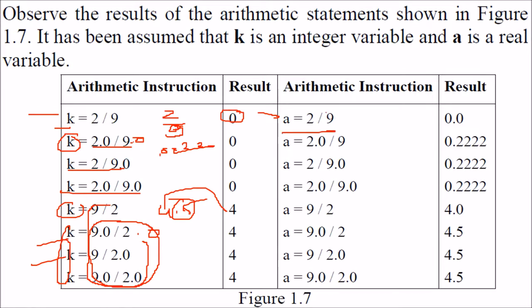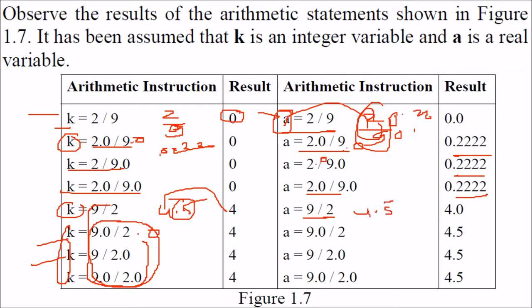Similar is the case with this 2 by 9, because this is actually a real number. Since both are integers, 2 by 9 will give you 0, so 0.0 will be assigned. With 2.0 by 9.0, it will give you proper values because everything will be changed to 2.0 and 9.0. Here, 9 by 2 with both integers will give you only 4, and when this 4 is assigned to a, the real number, it will become 4.0.